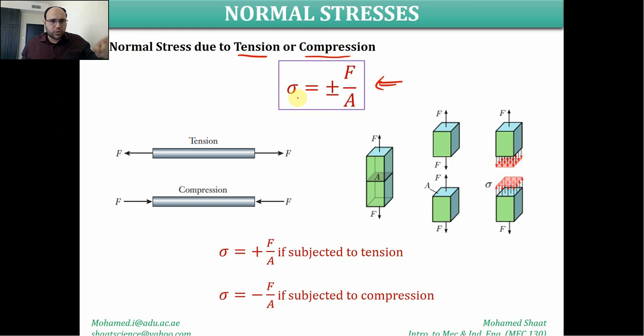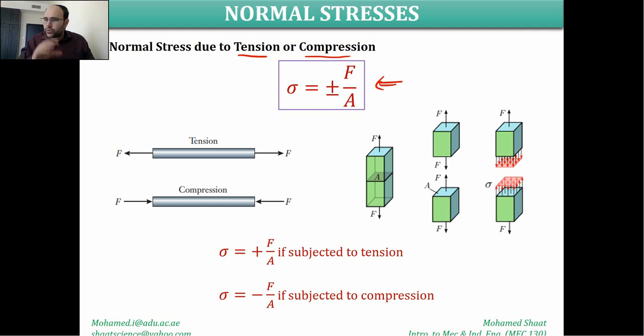It means that this stress could be a positive stress or a negative stress, depending on what? Depending on the type of the force. Is this force tension or compression? If it is tension, it should be positive. If it is compression, it should be negative. So the sign here indicates the type of the stress. If it is positive, it means tensile normal stress, so we name it tensile normal stress. If it is negative, it will be compressive normal stress. So the sign indicates whether it is tension or compression.